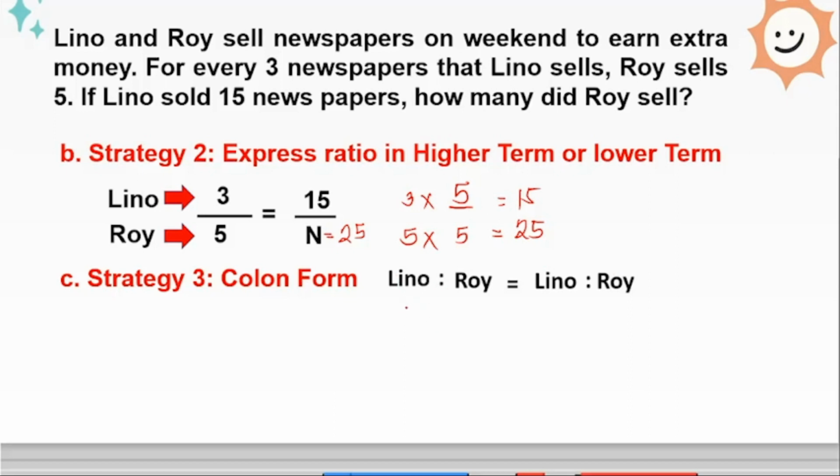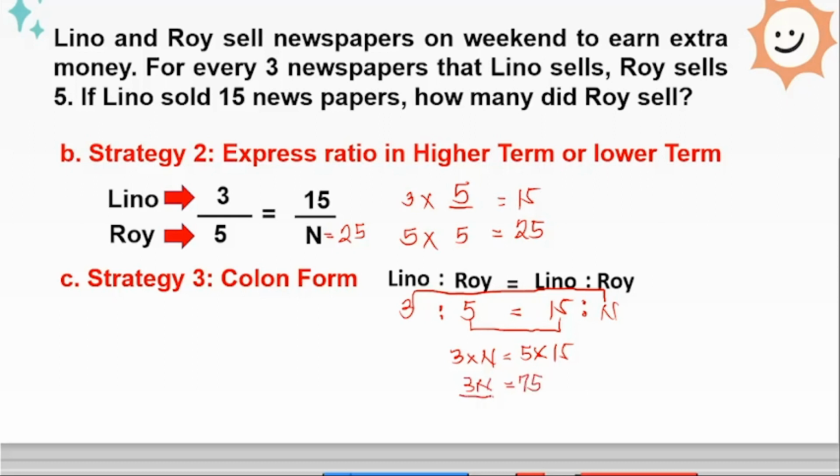So, Lino at first, meron siyang 3 to 5 as 15 to n. So, we can multiply the extremes, partner, the first number, and then the last term, 3 times n. Then, the means, or the middle numbers, 5 times 15. So, parang colon form ay parang fraction form din dito, children. So, 3 times n equals 5 times 15. So, 3n is equal to 5 times 15, 75.